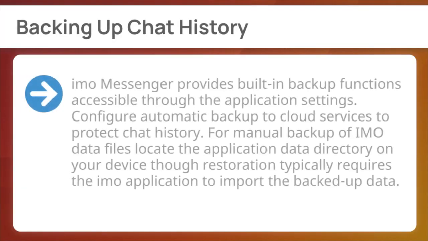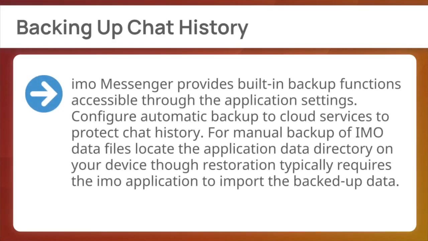Next, backing up chat history. IMO Messenger provides built-in backup functions accessible through the application settings. Configure automatic backup to cloud services to protect chat history. For manual backup of IMO data files, locate the application data directory on your device, though restoration typically requires the IMO application to import the backed up data.